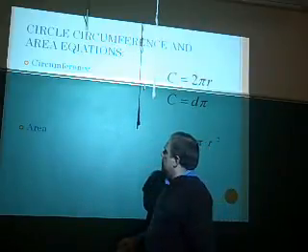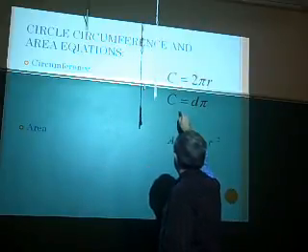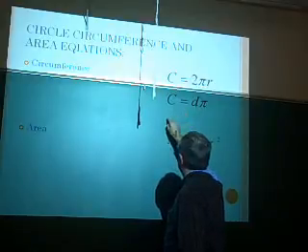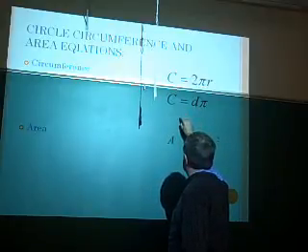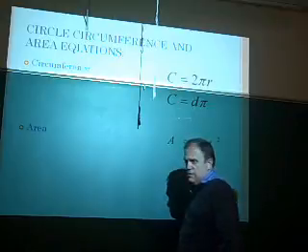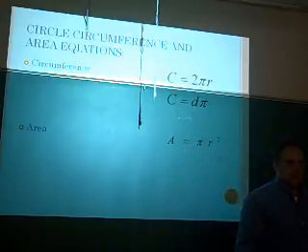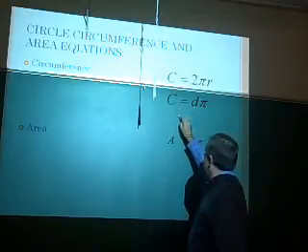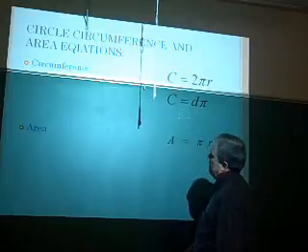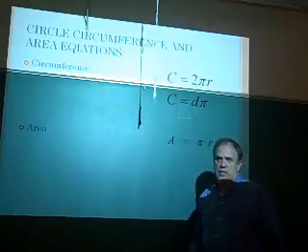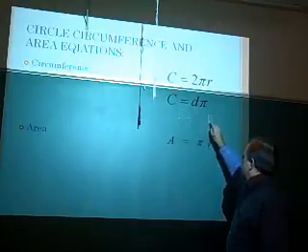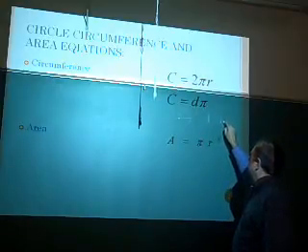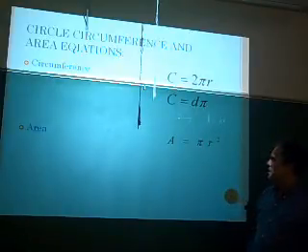Whereas the diameter of our circle goes from one side all the way across through the center to the other side. So we can say that the diameter is twice the radius. Diameter equals 2 times the radius. Okay?